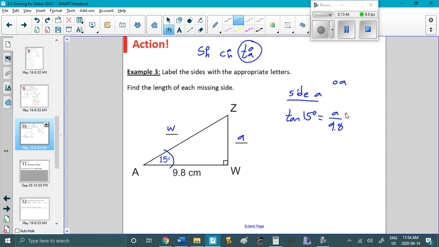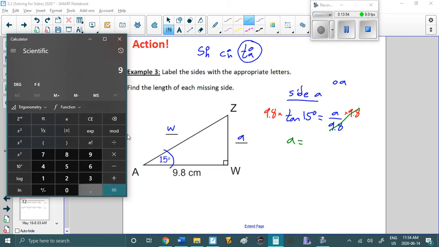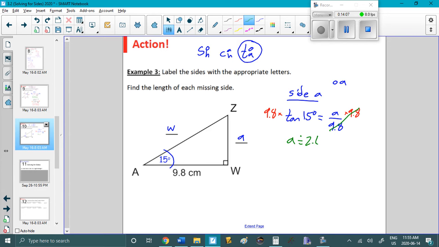Our letter's on top, so we multiply to cancel those out. These cancel, and we get 9.8 times 15 tan. Remember, on a two-line calculator, you'll just type tan 15. I hit equals, and I get A is approximately 2.6 centimeters, which, I mean, it doesn't really look like that because these diagrams aren't to scale, but that's reasonable, right? It's a reasonable number. It's not 150, it's not 0.01, so that seems like a reasonable answer to me.